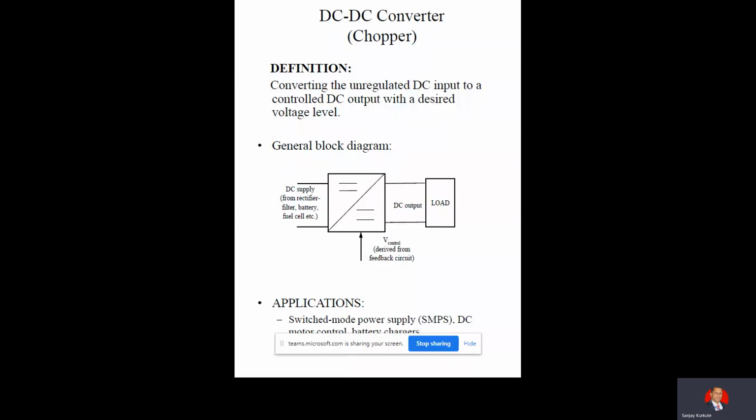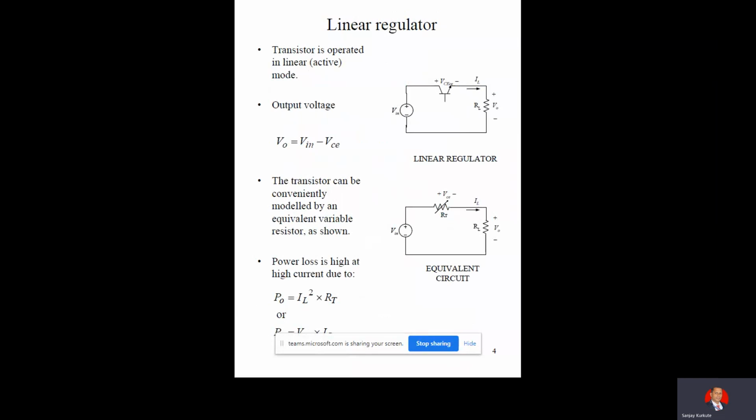Now, coming to the application part. As we know that applications are related to battery operated vehicles, switch mode power supply, then DC motor control, battery chargers like this. Battery operated vehicle is one of the very good examples, where we are using battery as a DC supply, right? And in between that DC converter is there, and at the output side DC motor is connected. So likewise we can go for this application.